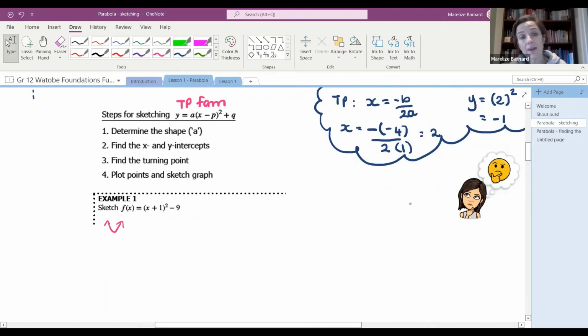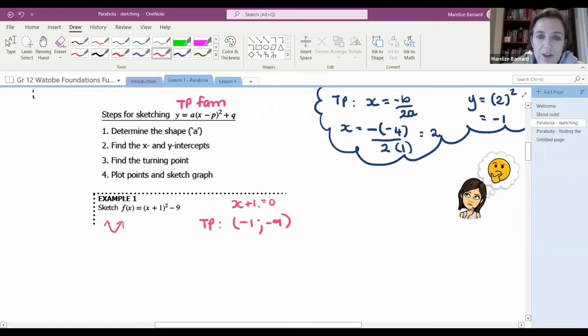Now here we have to be careful, because minus 9 is not the y-intercept. Minus 9 is the y-coordinate of the turning point. So that part we can quickly do. The coordinates of the turning point will be minus 1 and minus 9. You solve for the bracket x plus 1 equal to 0, and then you get x is minus 1. Or you can just do it in your head: take it out of the bracket and change the sign. So that's the coordinates of the turning point.